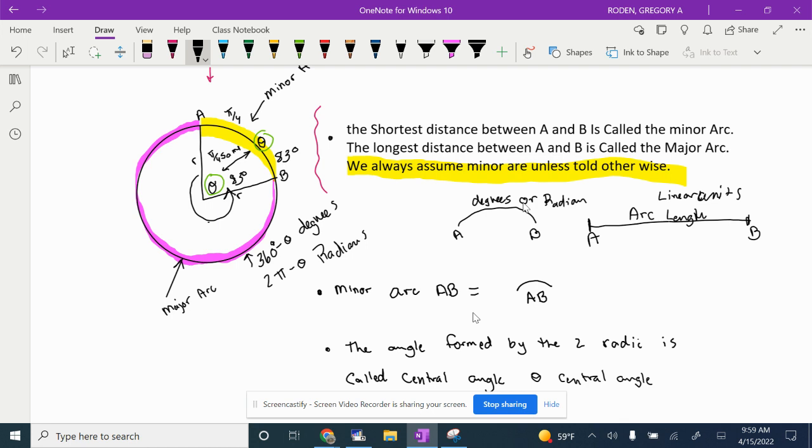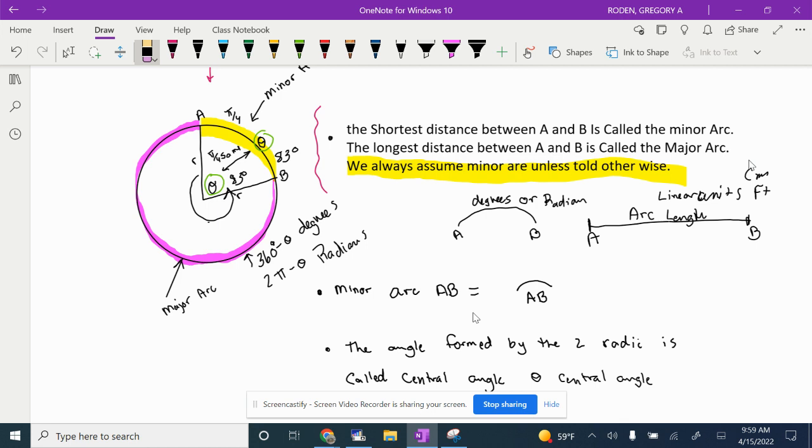Does everyone understand that degrees or radians is the measure here? When we lay it out flat, these are linear units like centimeters, feet. Those are all linear units, right? You guys understand that? Questions? Good question, Chris. Anybody else?